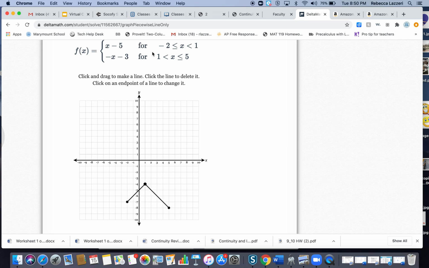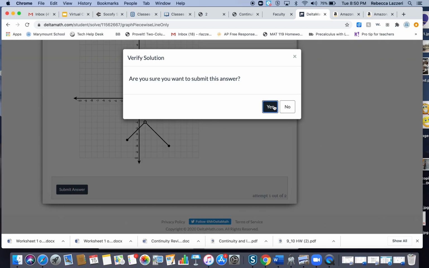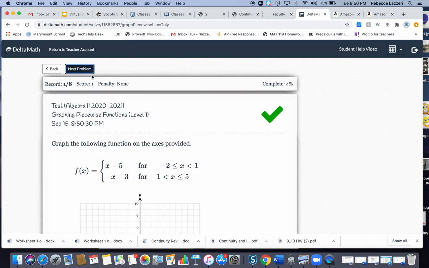So I filled in 1 and I got -4. -1 minus 3 is -4, but it says that 1 is less than x, or in other words, if you read it from this direction, x is greater than 1. So this one is open, and this one has a less than or equal to. I filled in 5. -5 minus 3 is -8, and that one is less than or equal to, so it's closed. So this one should be right, and so I'll submit my answer, and let's go to the next problem.